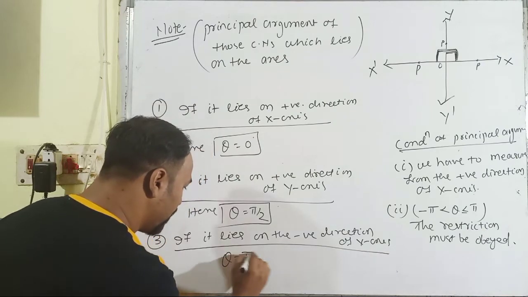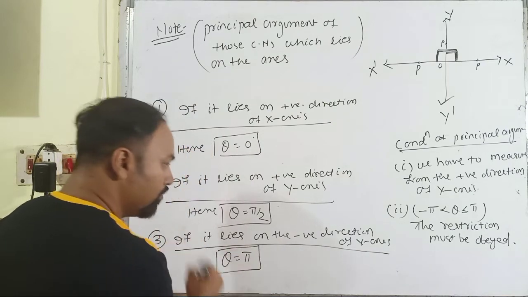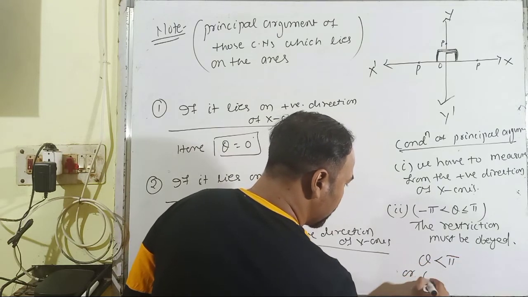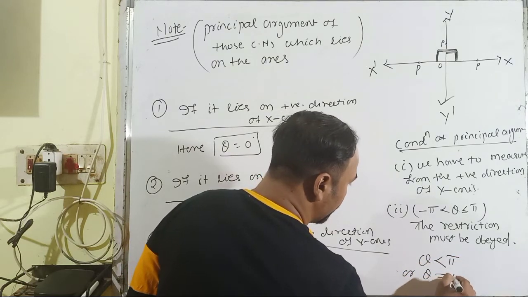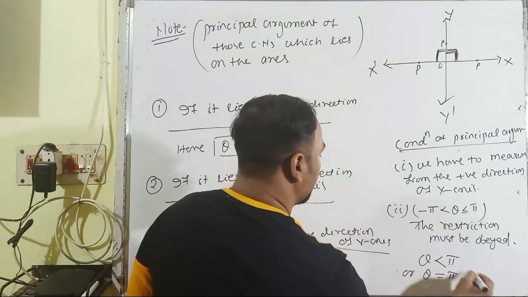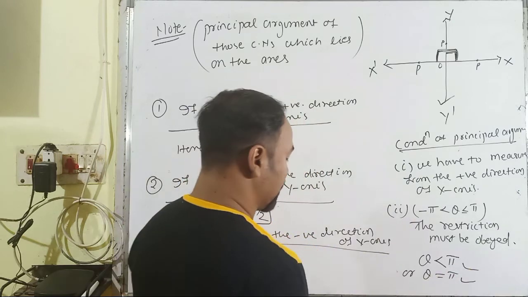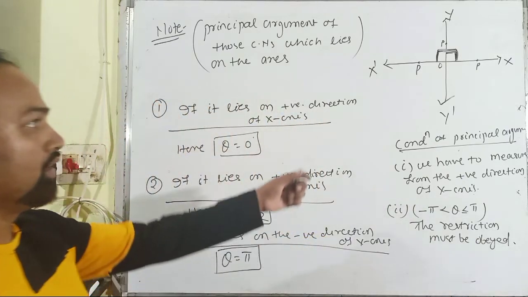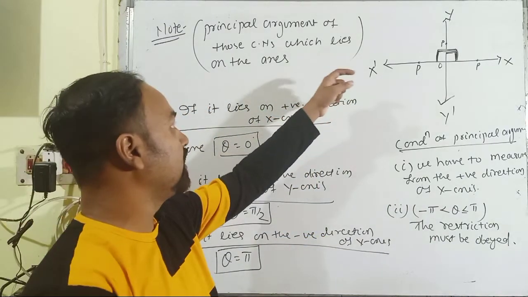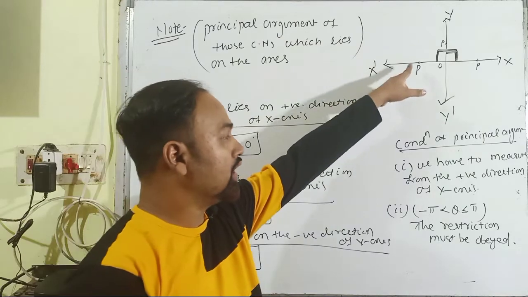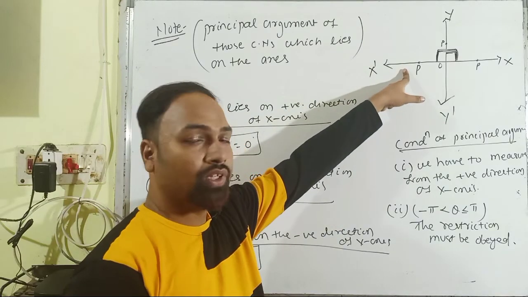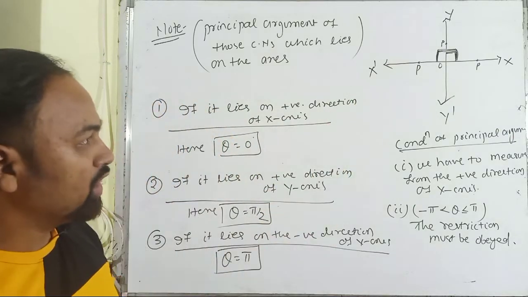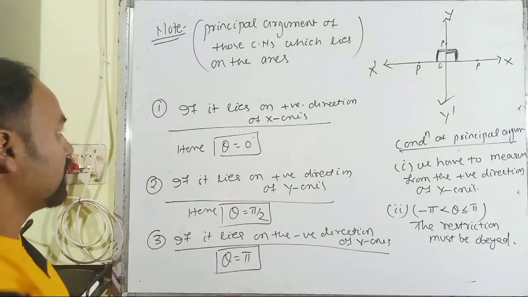Theta is equal to pi, because theta is either less than pi or theta equal to pi. Both cases are accepted here in the restriction. So if the point for the complex number z equal to x plus iy is on the negative direction of the x-axis, just write down the principal argument theta is equal to pi.